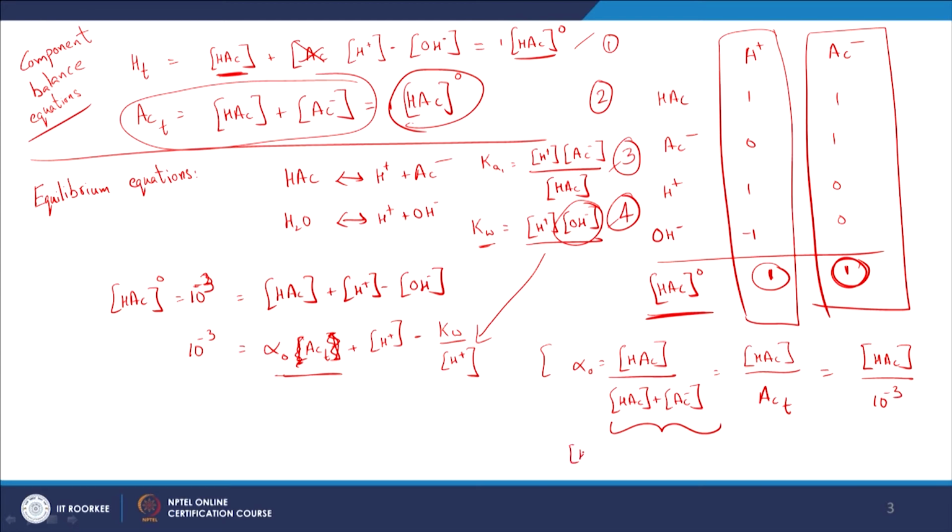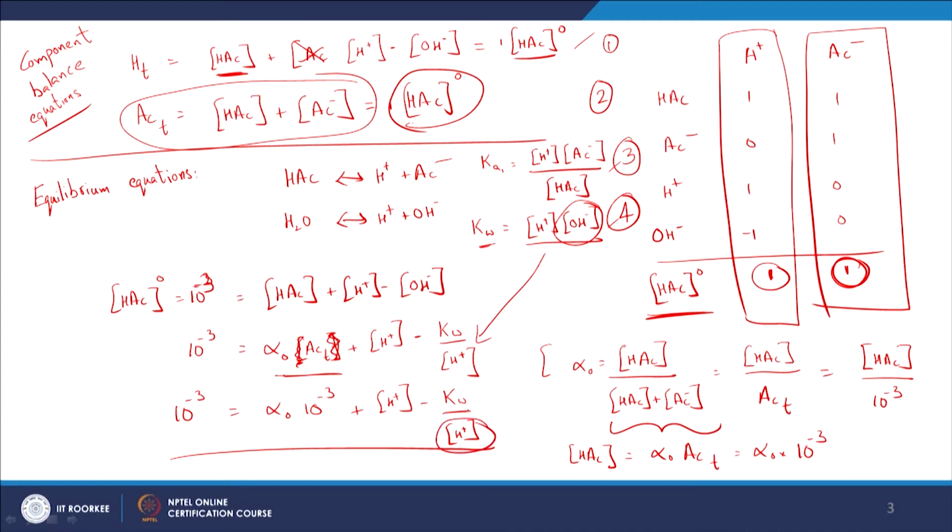Again HAC is equal to alpha naught times acetate total, and acetate total is 10 power minus 3. So we can plug that in here: 10 power minus 3 is equal to alpha naught times 10 power minus 3, which is acetate total, plus H plus minus Kw by H plus. And so here now you are going to have a quadratic equation, and you can end up solving for this particular equation, right.